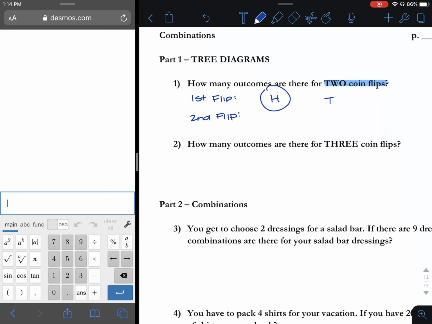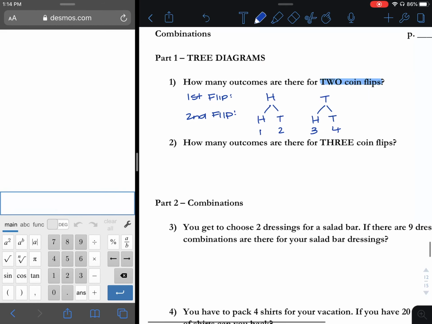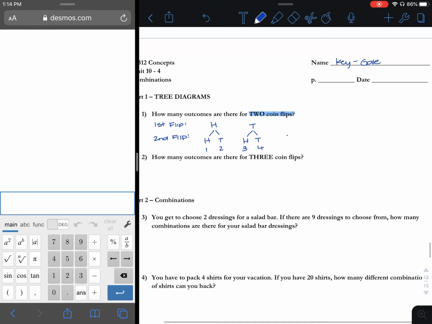My first outcome could be heads. My second outcome could be heads or tails. Let's say my first outcome was tails. Well, my second outcome could be heads or tails. Then I have 1, 2, 3, 4. In total, I have 4 outcomes. This is an example of a tree diagram.